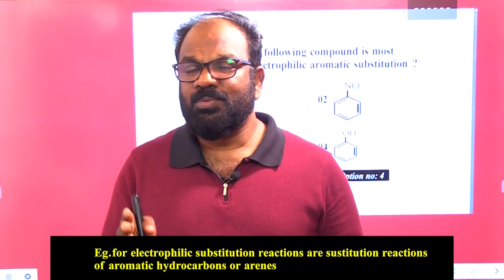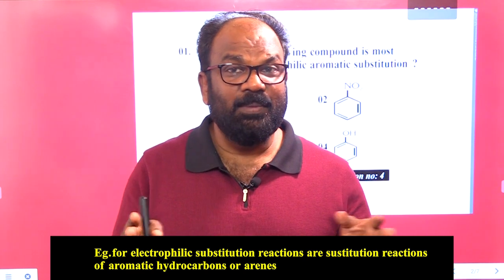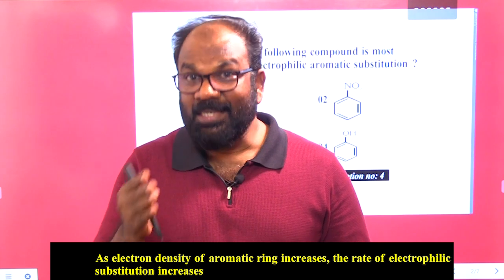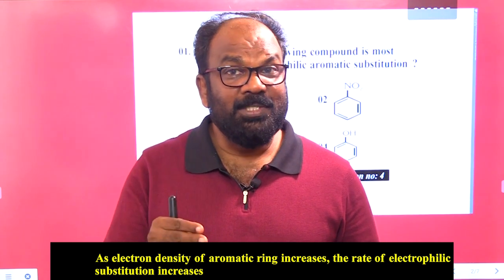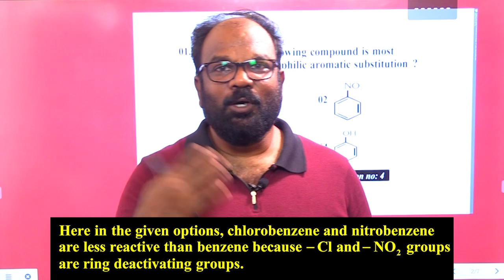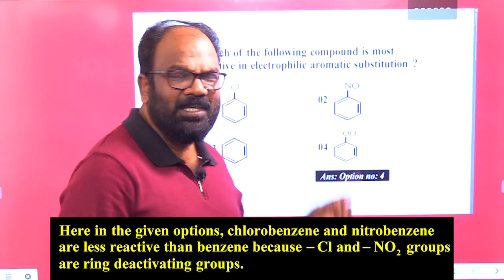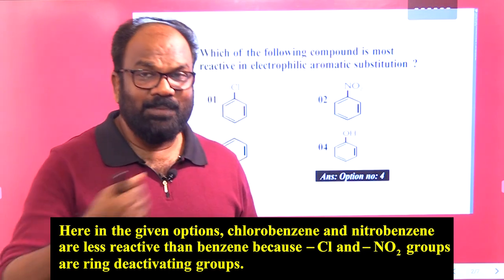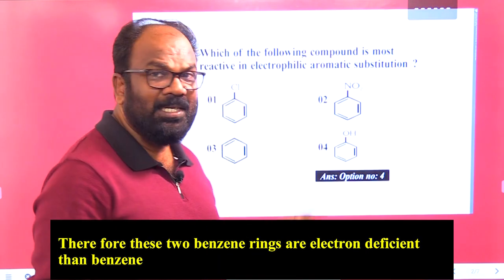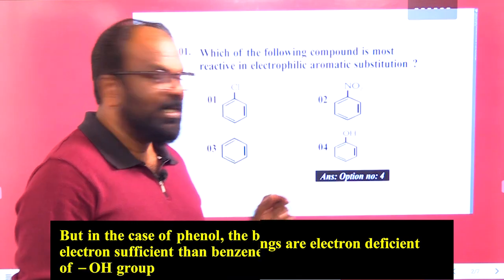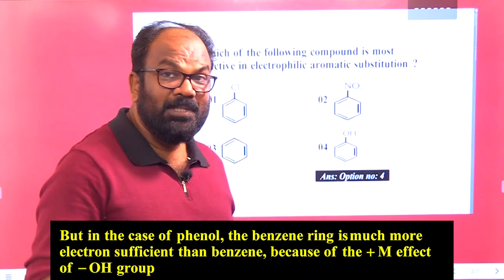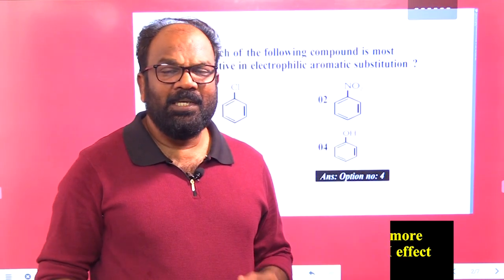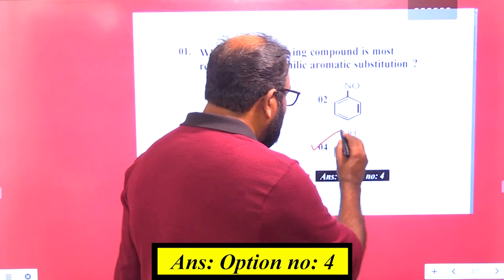Examples for electrophilic substitution reactions are substitution reactions of aromatic hydrocarbons or arenes. As the electron density of the aromatic ring increases, the rate of electrophilic substitution increases. Here in the given options, chlorobenzene and nitrobenzene are less reactive than benzene because chlorine and NO2 groups are ring deactivating groups. Therefore, these two benzene rings are more electron deficient than benzene. But in the case of phenol, the benzene ring is much more electron rich than benzene because of the +M effect of the OH group. Therefore, here the answer is option number 4, that is phenol.